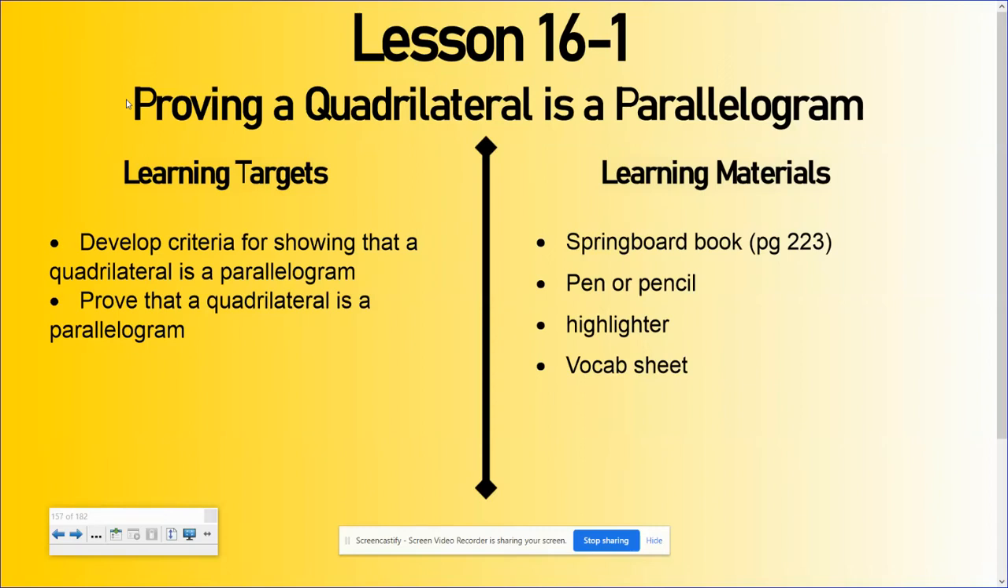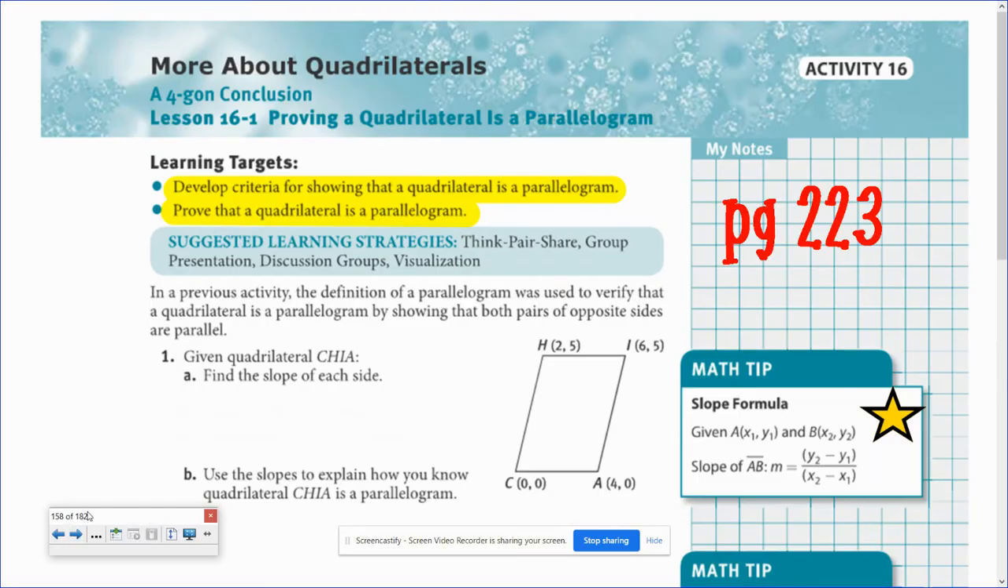Activity 16 is called More About Quadrilaterals. In this activity, each section is dedicated to proving that different quadrilaterals are specific shapes. In today's lesson, 16.1, we're going to be proving that a quadrilateral is a parallelogram. We're in our Springboard books, page 223. Open that up, and we'll get started.